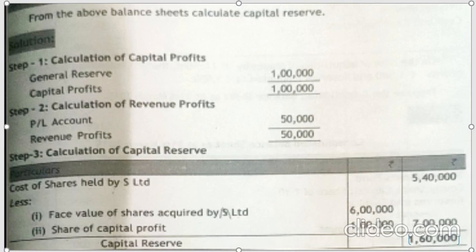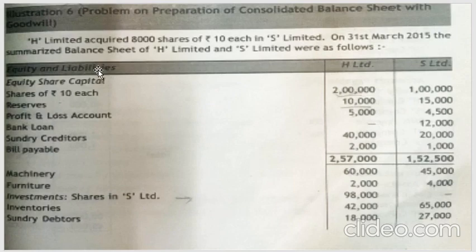So the next problem is illustration 6, problem on preparation of consolidated balance sheet with goodwill. H Limited acquired 8,000 shares of rupees 10 each in S Limited on 31st March 2015. The summarized balance sheets of H Limited and S Limited were as follows. They have given equity share capital, shares of rupees 10 each: 2 lakh for H and 1 lakh for S.